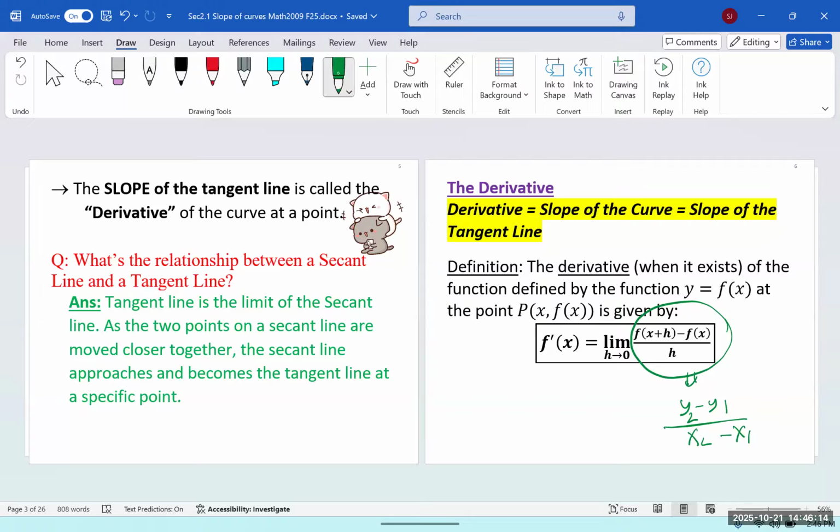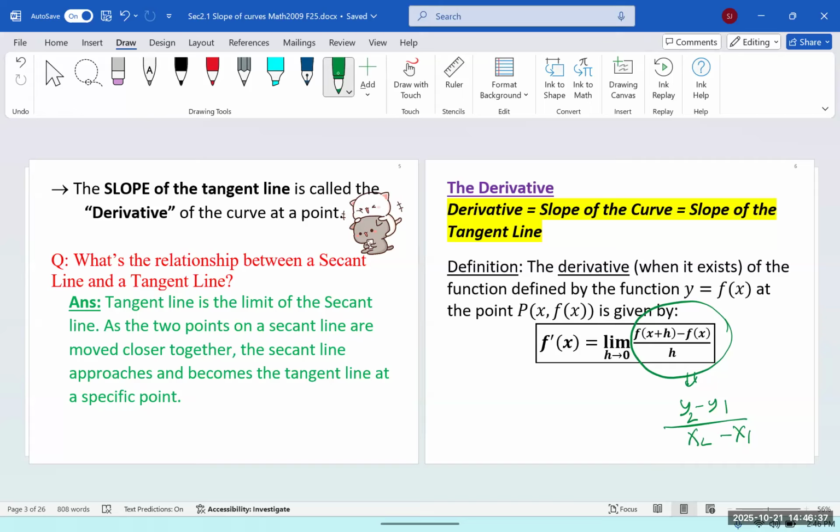Lost? Main idea: derivative is a fancy word. It means you are looking for the slope of the curve at one point. It's not the slope of the curve that goes through two points. That is a secant line, which can easily be found using the slope formula.